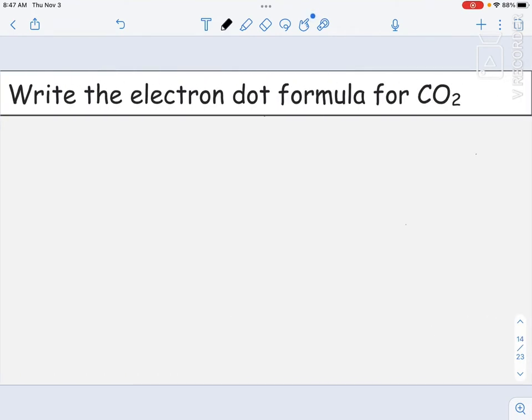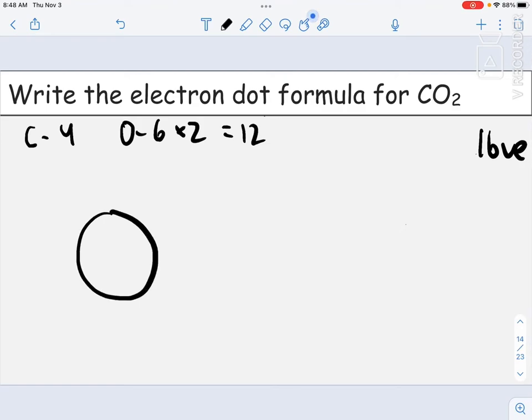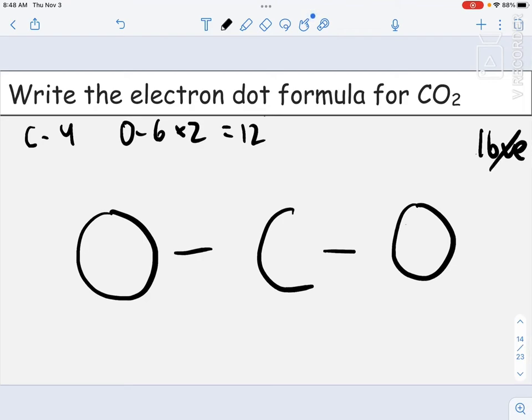Carbon dioxide. Carbon has 4 valence electrons. Oxygen has 6, but there's 2 of them for a total of 12 valence electrons. So we have a total of 16 valence electrons, okay? Carbon always goes in the center, okay? So we're gonna have OCO. Go ahead and bond them. Those 2 bonds take up 4 valence electrons. We're left with 12. I'm gonna take those 12, and by putting 6 valence electrons around each oxygen to give it an octet, I've used up all my remaining valence electrons.